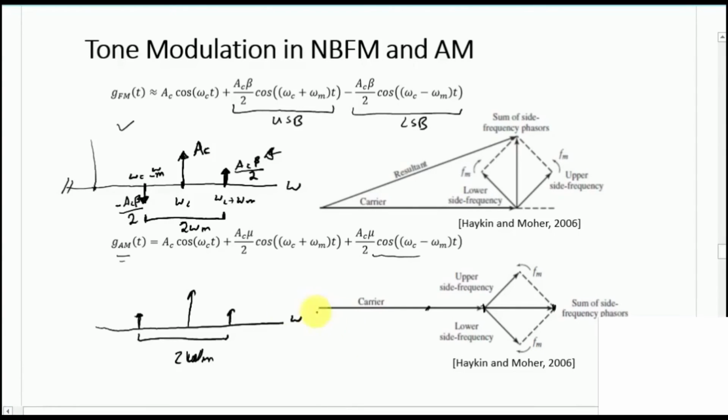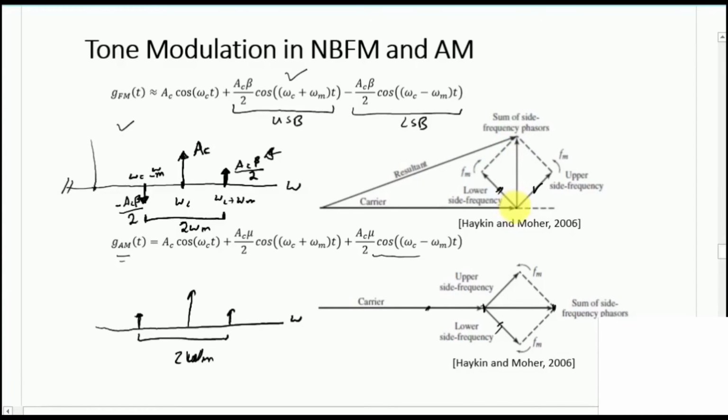On the other side, that upper sideband is unchanged. So whatever was here, we still have over here. But the lower sideband is reversed. So basically, this thing got reversed, and now you have this at the lower sideband. And the resultant of the two is basically making a right angle with the carrier.